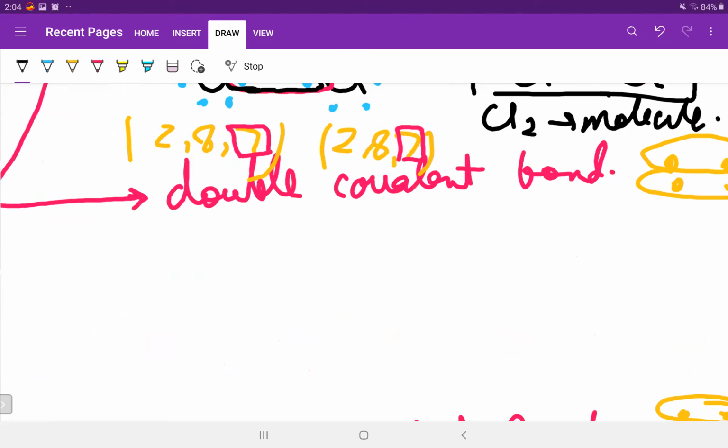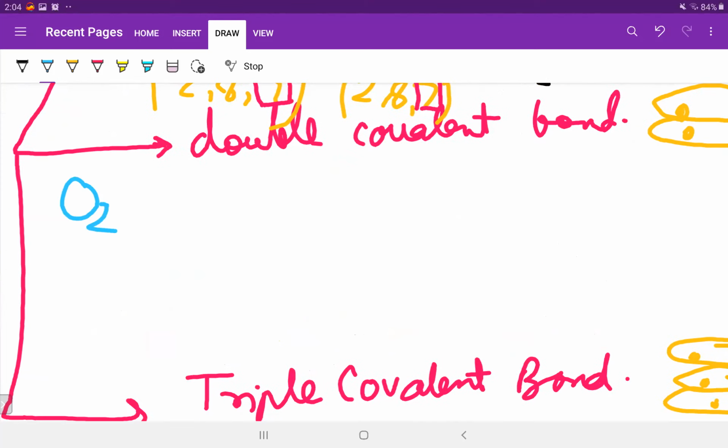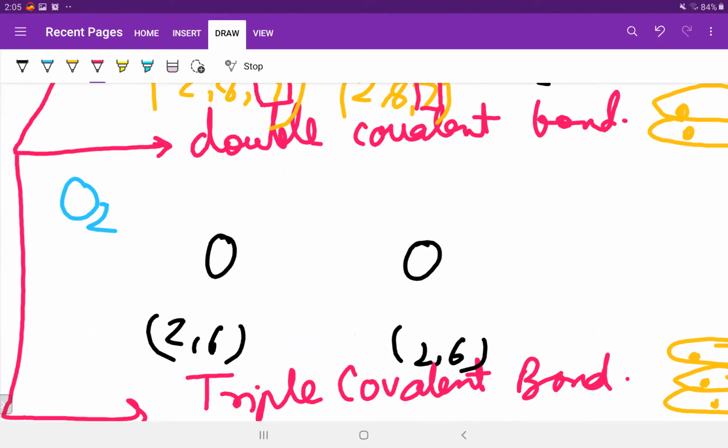So in this we can take this, and it also can exist independently. So let's make the oxygen molecule, oxygen 1 and oxygen 2. Oxygen has the electronic configuration of 2, 6. Okay, 2 6 and 2 6. So 6 electrons in the outermost shell.